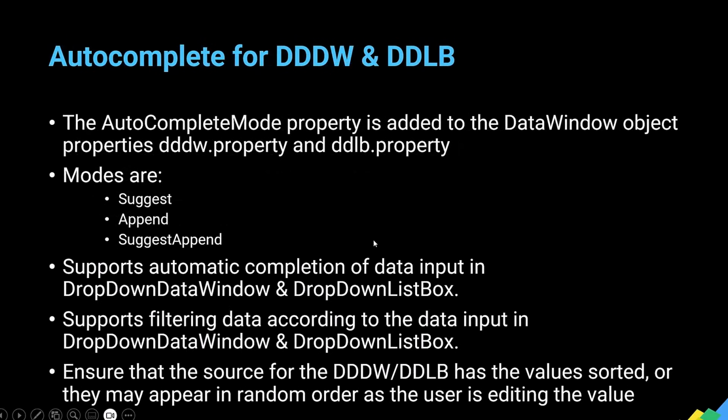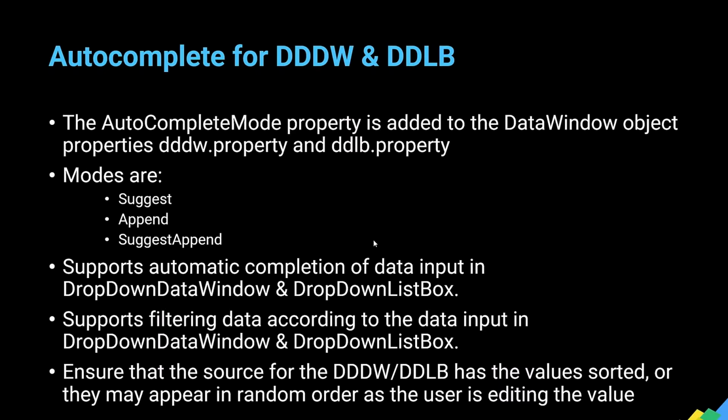Okay, autocomplete. This is kind of one of the bigger new features. This is for the drop-down data window and the drop-down list box. There's a new autocomplete mode property. It has 3 values: suggest, append, and suggest append. What it will do is in the suggest modes, the suggest append does both suggest and append.